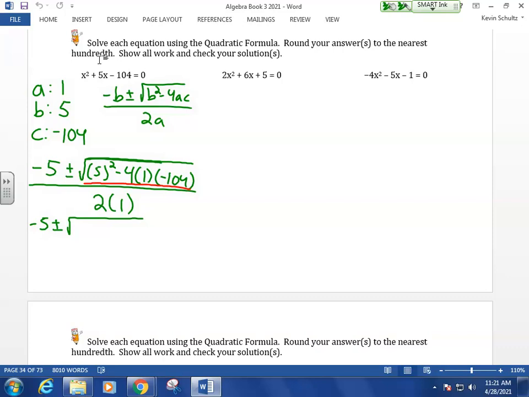Everyone calculate that out. 25 minus 4 times 1 times negative 104. I got 441. Is there a second on that? Okay. So negative 5 plus or minus the root of 441. And we can simplify our denominator as well. 2 times 1 is just 2.